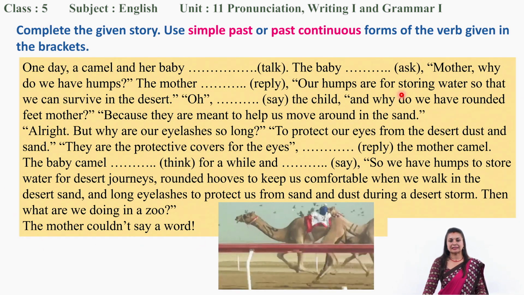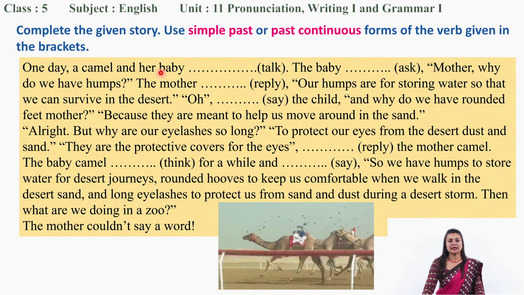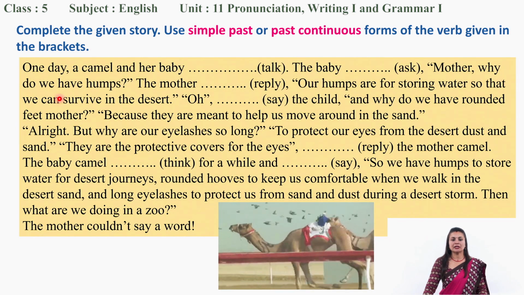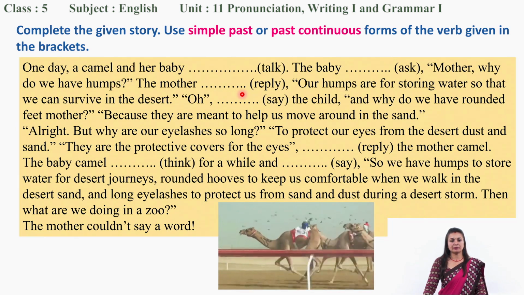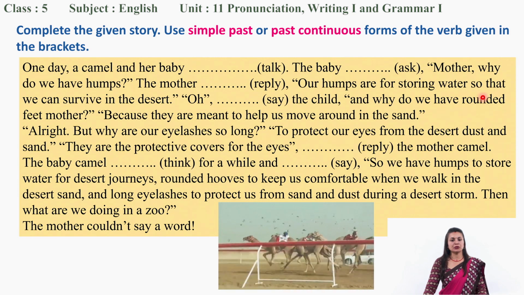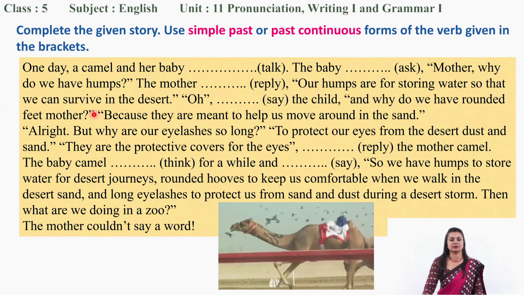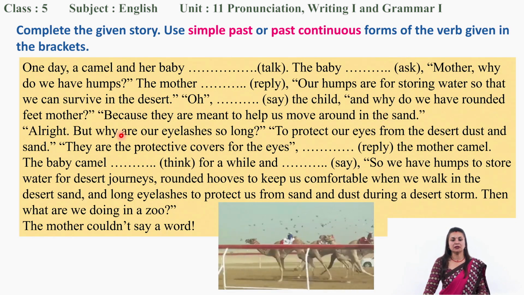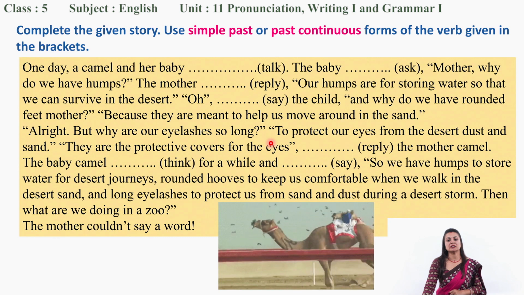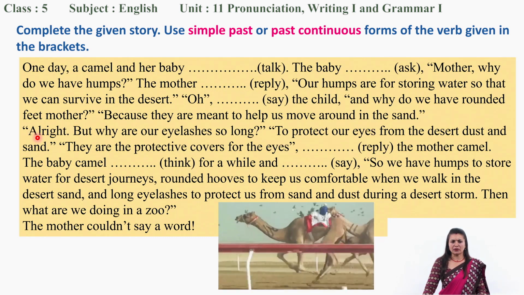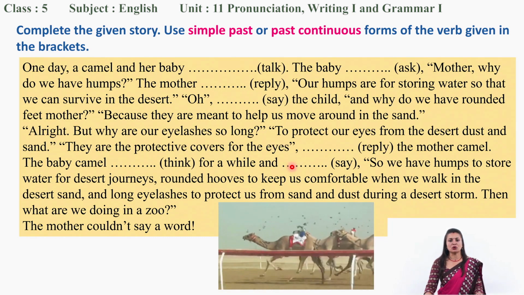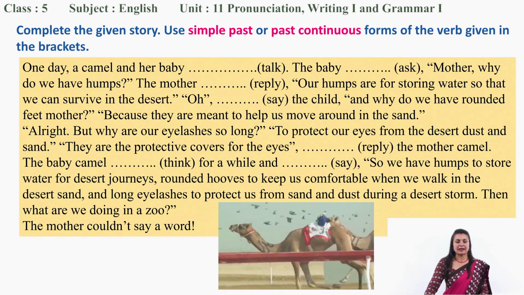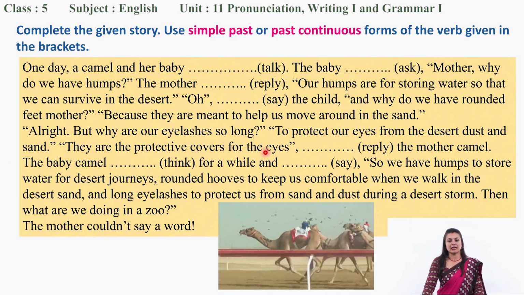So see here, this paragraph. One day a camel and her baby talk. The baby asked, "Mother, why do we have humps?" The mother replied, "Our humps are for storing water so that we can survive in the desert." "Oh," said the child, "and why do we have rounded feet, mother?" "Because they are meant to help us move around in the sand." "All right, but why are your eyelashes so long?" "To protect our eyes from the desert dust and sand. They are the protective covers for the eyes."